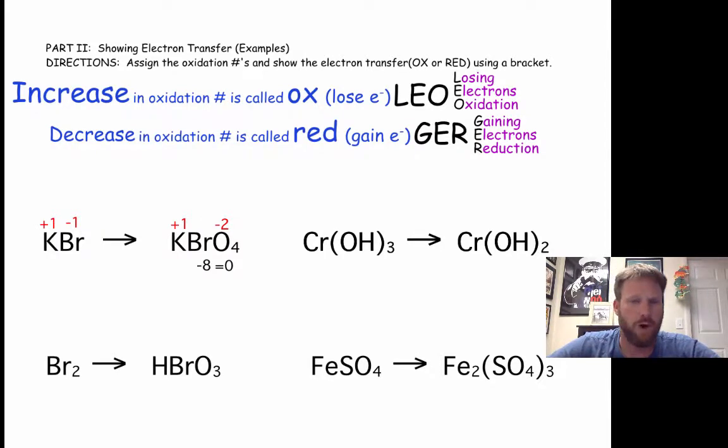So we have a +1 from potassium and a -8 because we have 4 oxygens. So by doing the algebra there, we can see that bromine has to be a +7 oxidation state. Now we can use a bracket to show electron transfer. We can see here that bromine is the only substance that has a change in oxidation number. It goes from a -1 to a +7. The only way to do that is to lose electrons. Losing electrons is oxidation. To go from a -1 to a +7, bromine had to lose 8 electrons.